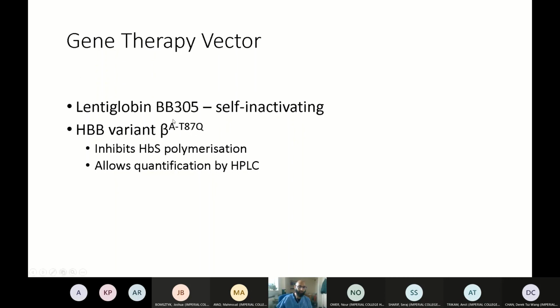So not only does it stop hemoglobin S polymerization, but it also enables detection of the hemoglobin A which the patient has now started to produce, in contrast to transfused hemoglobin A. Yeah, it actually enables quantification by HPLC as well, because this hemoglobin A has a different peak on the HPLC, separates differently from standard hemoglobin A, so it can be detected on HPLC as well as by PCR.